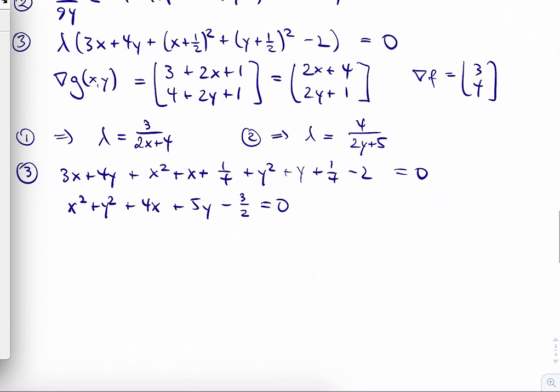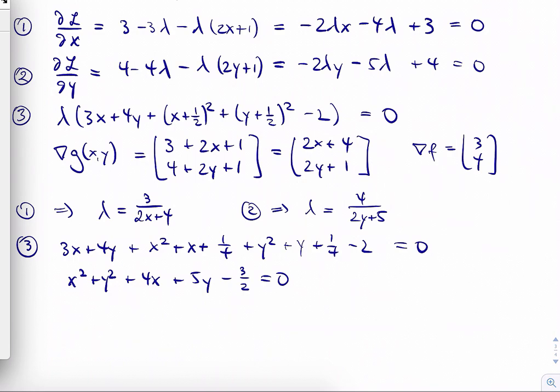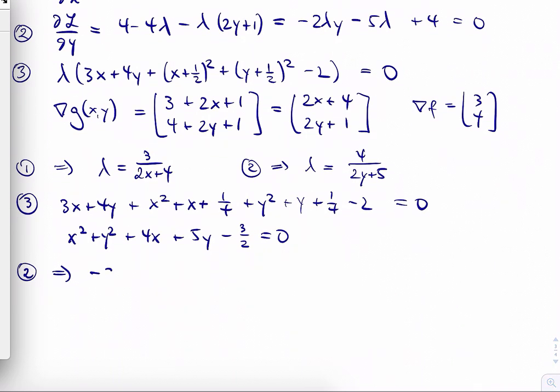Now I'm using the first condition, so I'm going into 1, and this is not what I want to do. I'm not going into 1. I'm going into relation 2. But I'm using the lambda expression from 1. So I'm replacing lambda equal to 3 over (2x plus 4) in 2. So what does that give me? That gives me minus 2 times 3 over (2x plus 4).